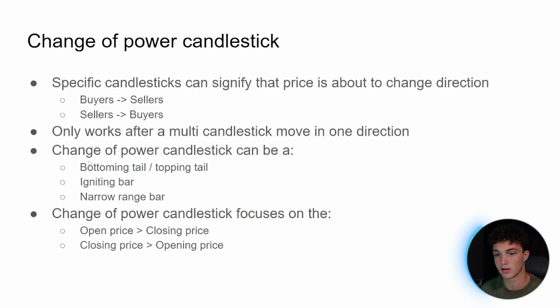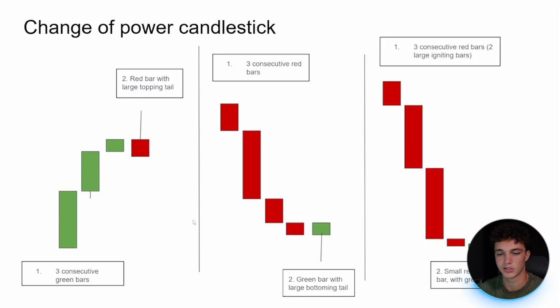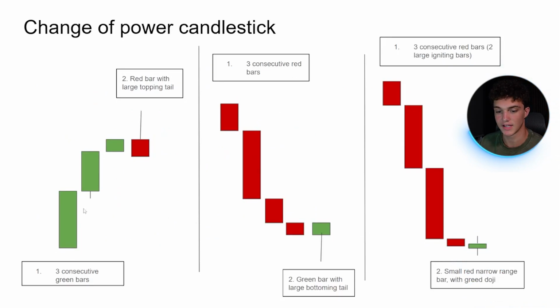It can have a bottoming tail, or a topping tail. It can even be an igniting bar. It can be a narrow range bar. It could be a doji bar. There's not one specific form of the change of power candlestick. And the importance of a COP bar is that it focuses on the opening price versus the closing price, and then the closing price versus the opening price. So I'm going to show you an example so you kind of understand what I mean. So let's take a look at this first example.